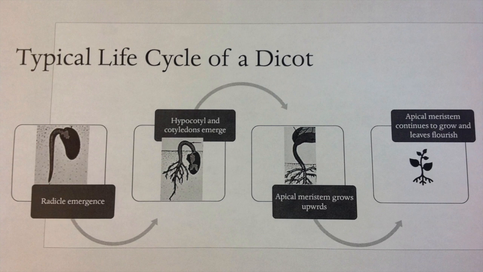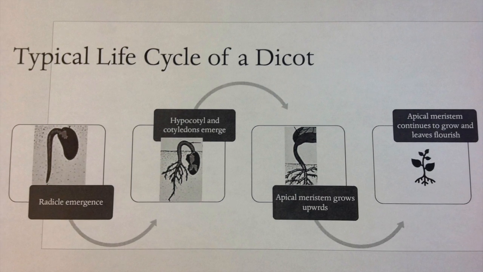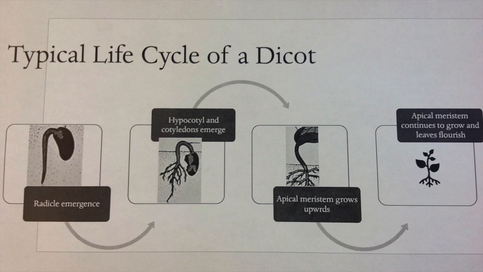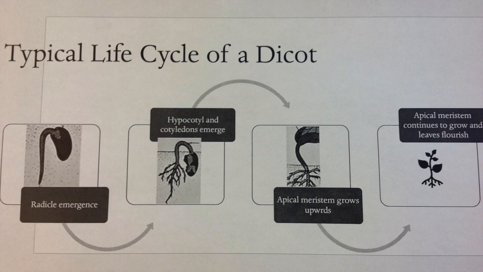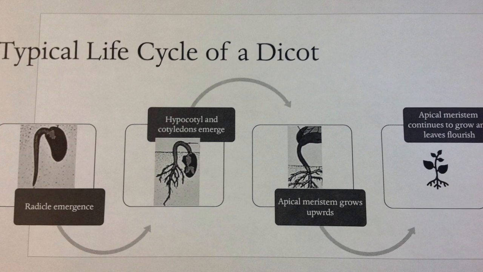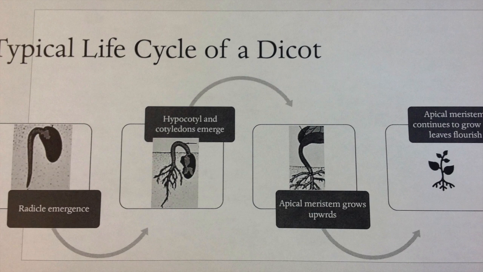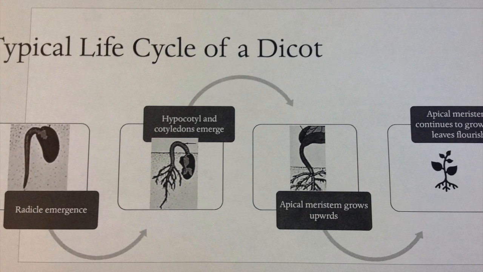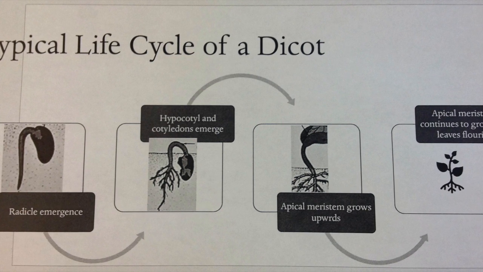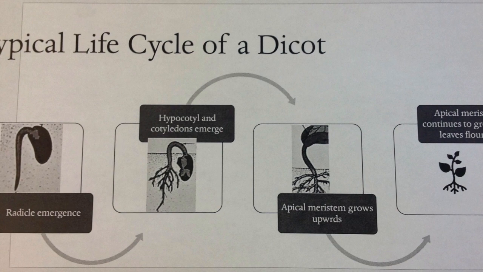The next thing we're going to talk about is the typical life cycle of a dicot. We can see here the first step is that the radicle emerges. The next step is the hypocotyl and cotyledons are emerging. The hypocotyl just means anything below the cotyledons. Our next step is the apical meristem grows upwards, and so it's going to straighten itself out. And our last step is that the apical meristem continues to grow and the leaves flourish.